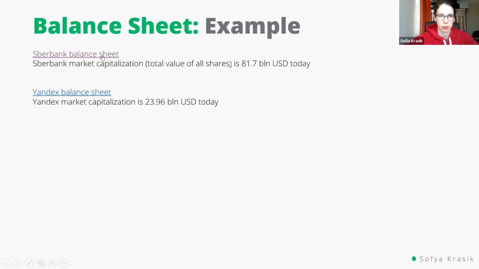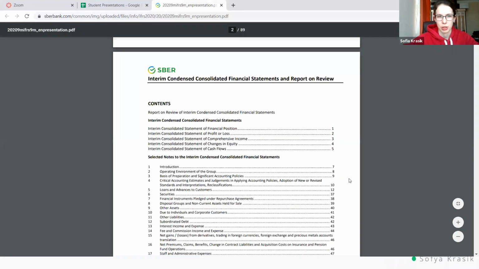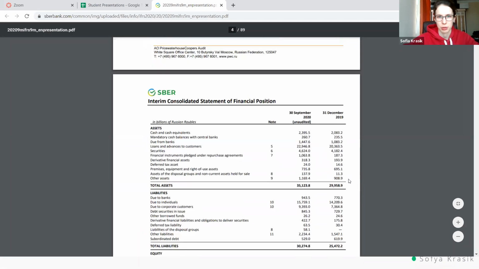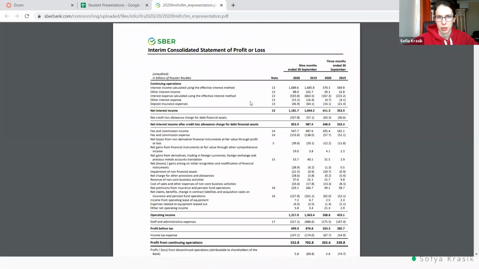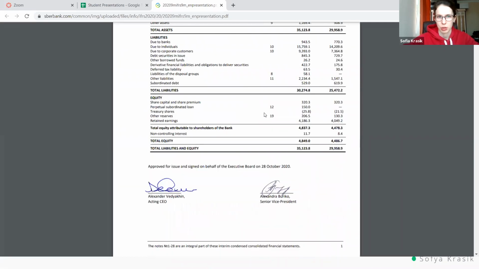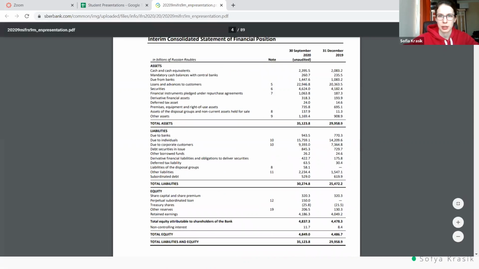Here I can follow the link. The first link was to the Sberbank of Russia financial statements, and there are really a lot of things here. Where is its balance sheet? Here you can see a statement of profit and loss. Here's the balance sheet, just called consolidated financial statement of financial position.